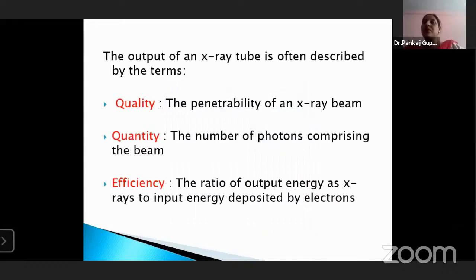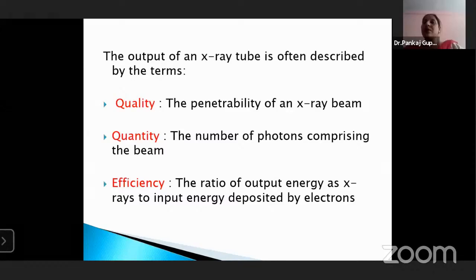Now, the output of an X-ray tube is often described by three terms, that is quality, quantity, and efficiency. Quality is basically determined by the penetrability of the X-ray beam which has been generated in an X-ray tube. Penetrability means the X-rays should pass through the tissue which is exposed and reach up to the cassette to make the photograph of the part being radiographed.